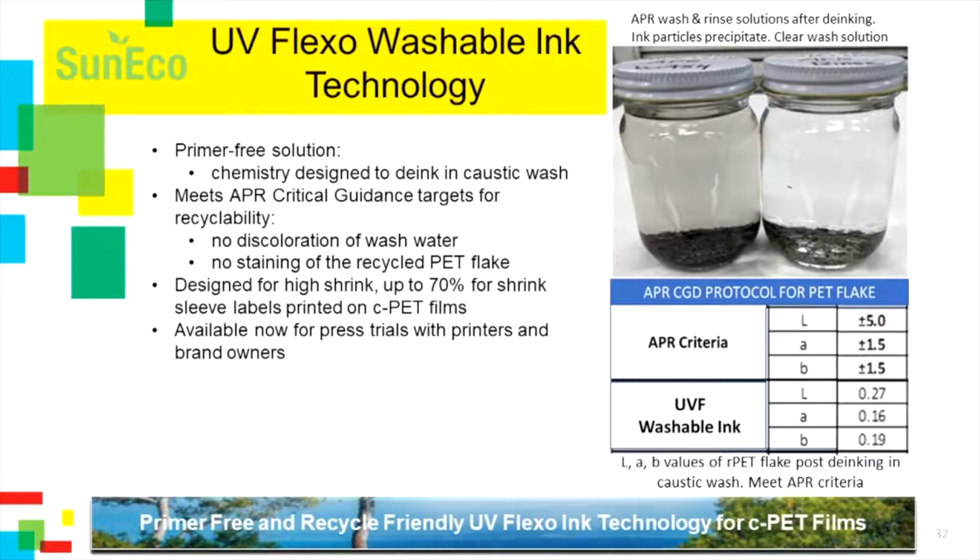Focusing more specifically on our UV Flexo washable inks. These are primer-free with chemistry designed to de-ink in the caustic wash process without needing a primer for that release. They meet APR critical guidance targets for recyclability in terms of no wash water staining and also for target LAB values on the recycled flake. The inks are designed with the application requirements in mind, allowing high levels of shrink and meeting all typical label and sleeve resistance requirements.